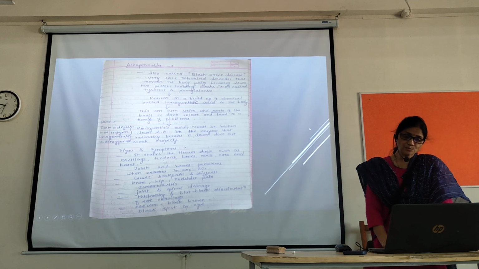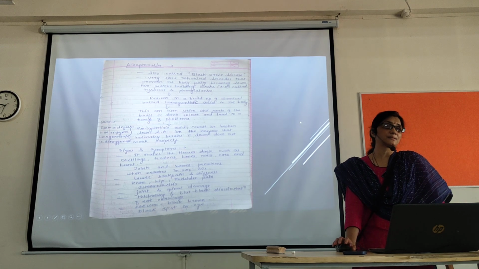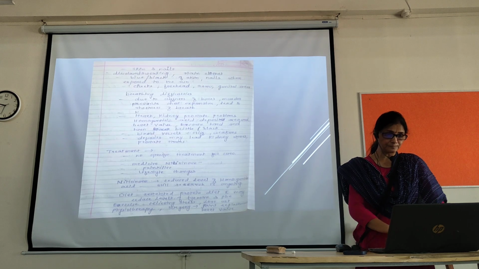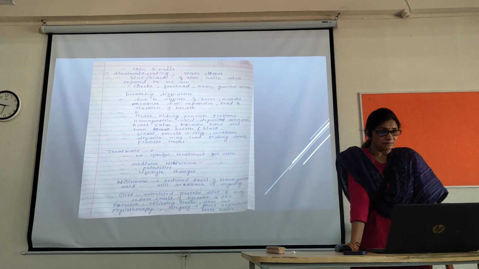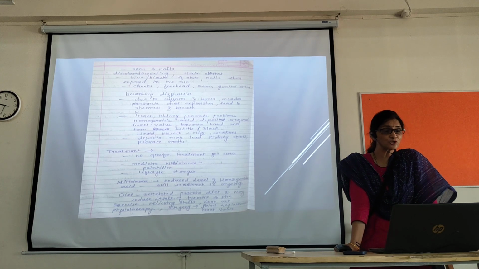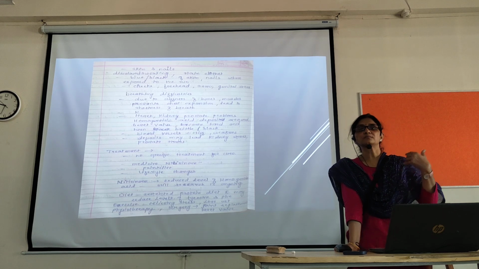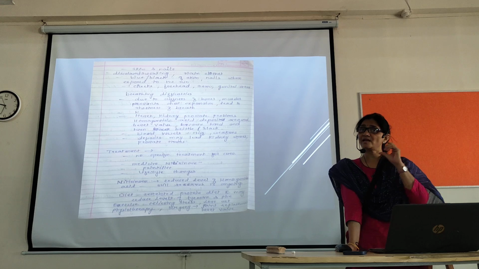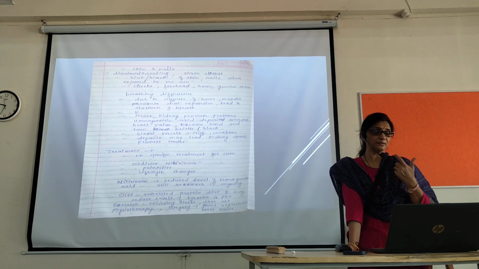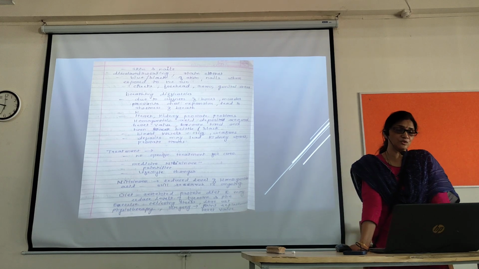So black spots in the eyes also occur in this case. Then skin and nails also become black in color. Then discolored sweating stains clothes. So the clothes the patient wears also get stained with color.